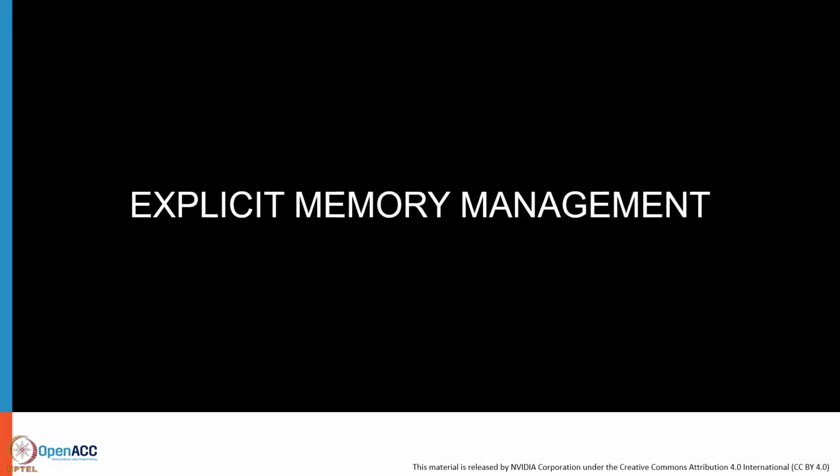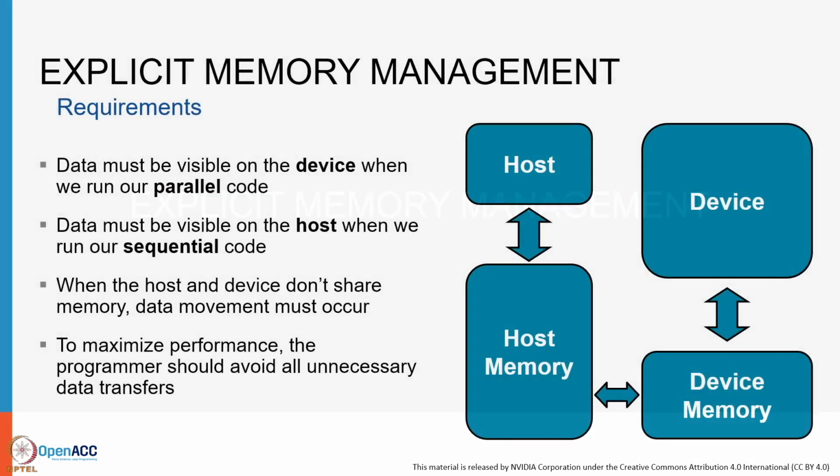So how do we go about doing explicit memory management? What are the requirements for this first of all? The data obviously must be visible on the device when we run our parallel code. The data must be visible on the host when we run our sequential code. Remember, the host and device don't share memory, and data movement must be done with some concurrence. To maximize performance, obviously we should avoid all unnecessary data transfers.